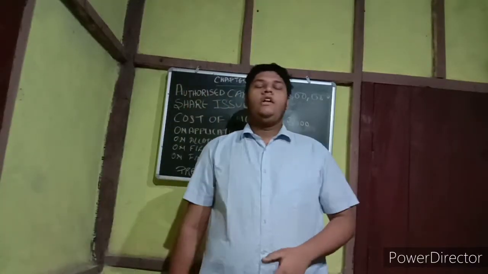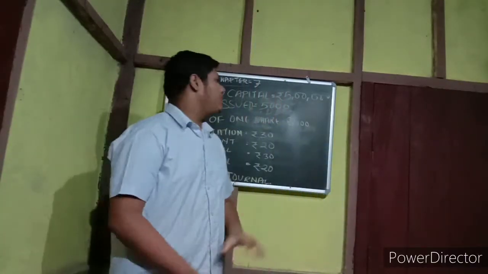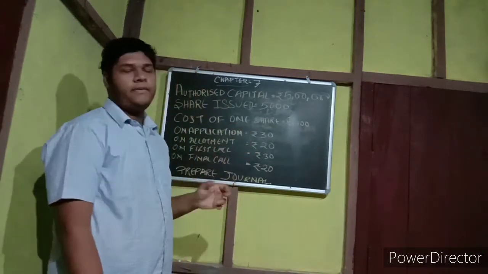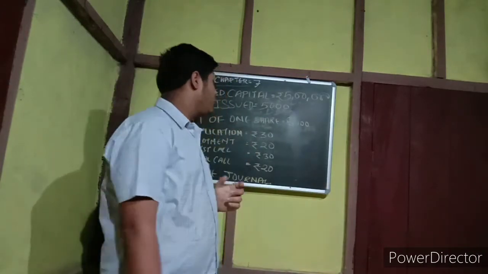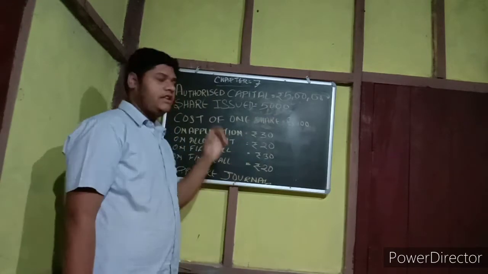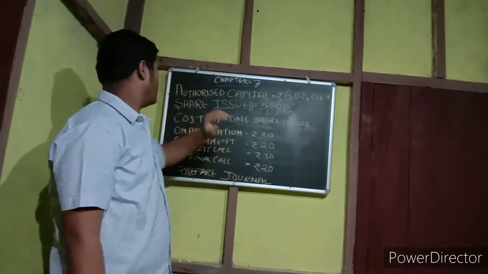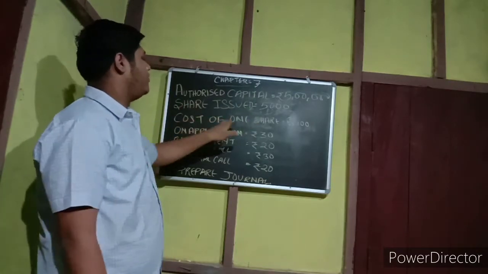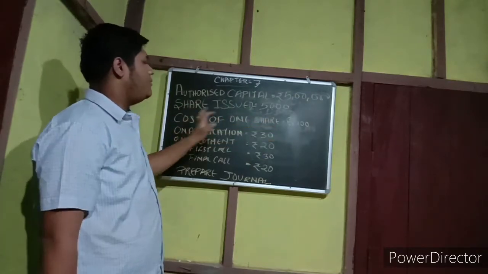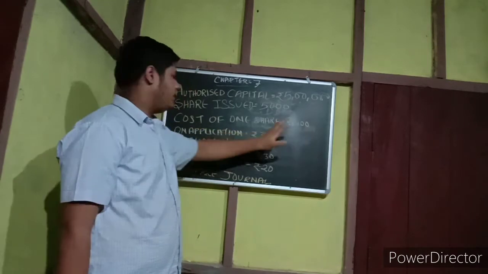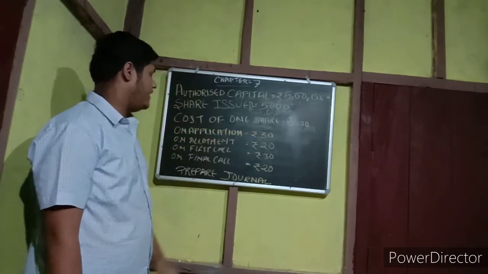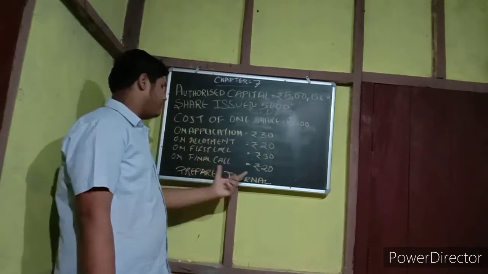Hi students. So today in Accountancy classes, I will solve a practical question from Share Capital, Chapter 7, Part 8. Whenever you get the question, there will be some same topics: the authorized capital, shares issued, cost of one share, and how much they have divided this cost into application, allotment, first call and final call.